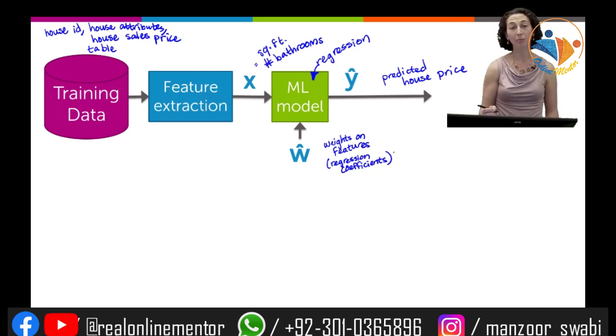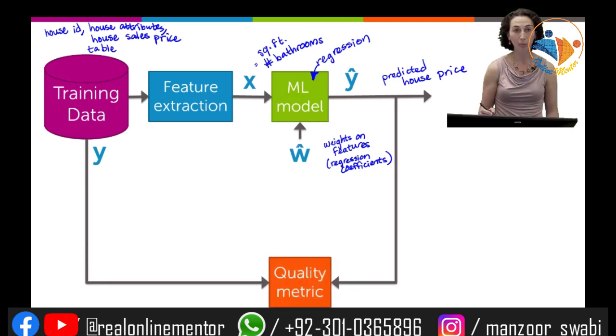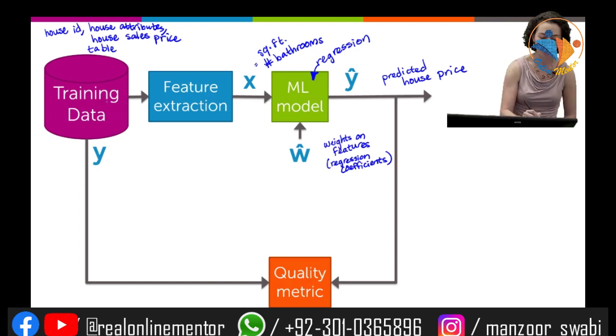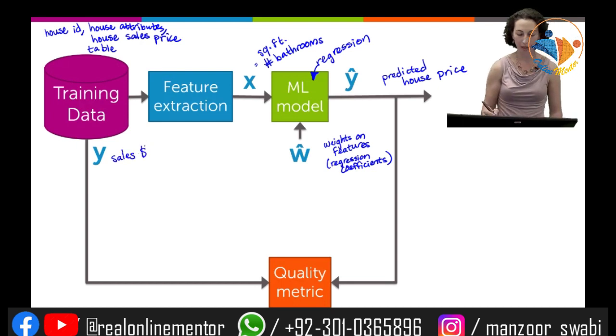And we talked about estimating these parameters from data. So that's our W hat is our estimate of these parameters. And how did we talk about doing that? Well, we took our predicted output, so our predicted house price, and we compared it to the true house price. So the actual sales price that we recorded in our training data table. So Y here is our actual sales price for the houses in our training data. And we compare to the predicted house price, and we use a quality metric to measure how well we're doing with our prediction, using our model, using W hat as the parameters of that model.